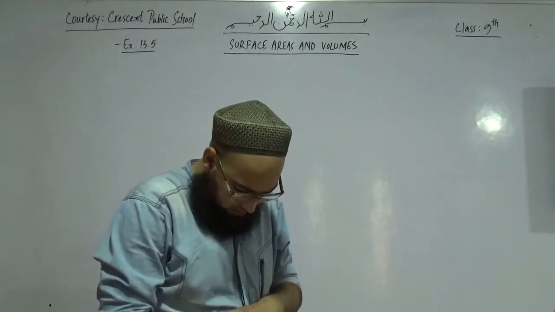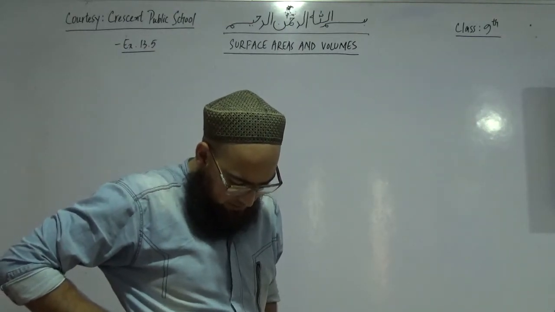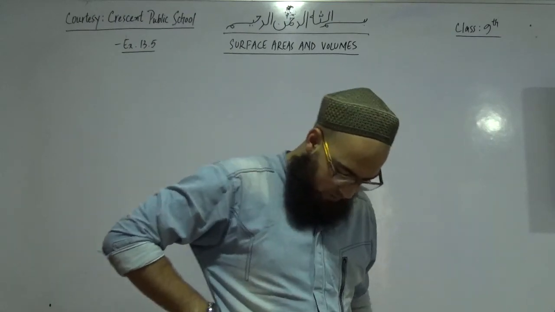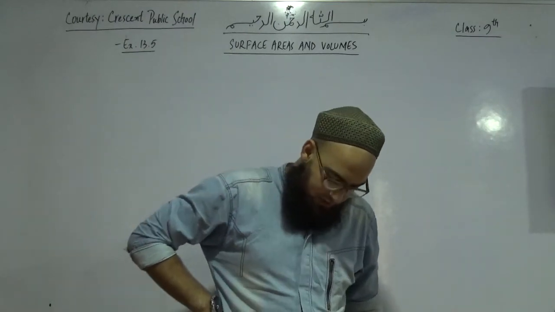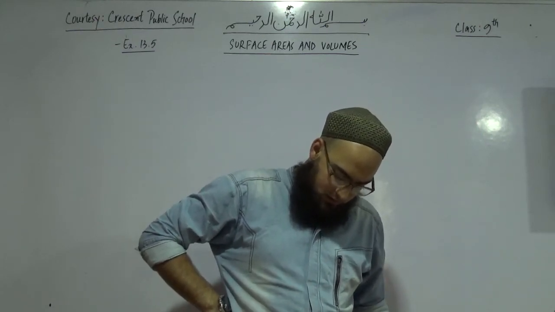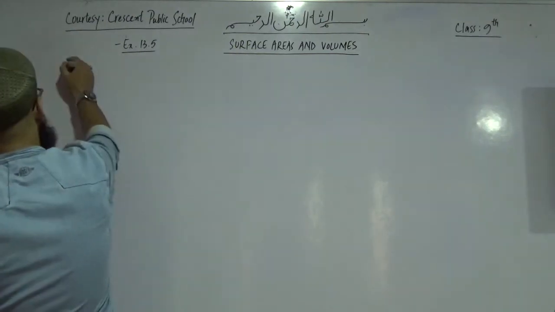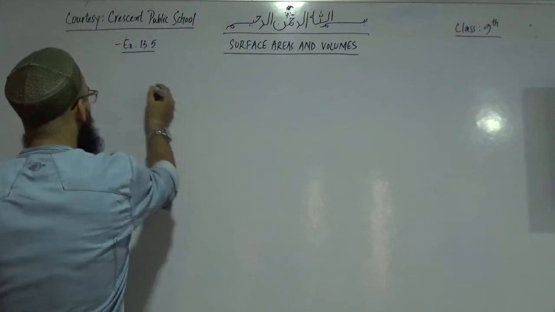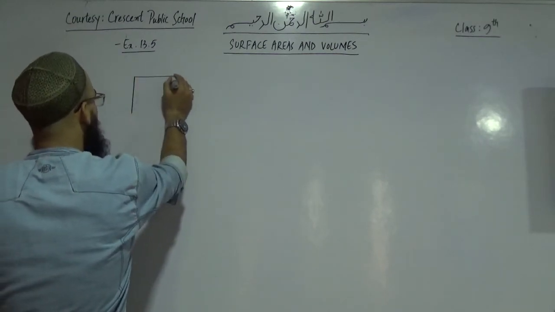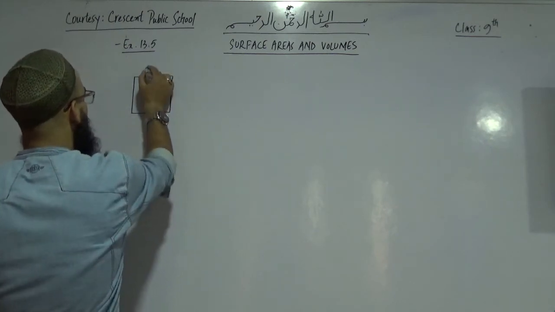It's easy. A solid cube of side 12 cm is cut into 8 cubes of equal volume. What will be the side of the new cube? Also find the ratio between their surface areas. A solid cube of side 12 cm. We have a cube, a solid one, just like this.